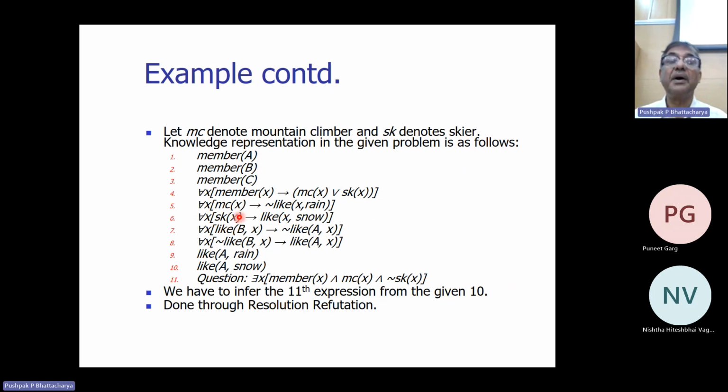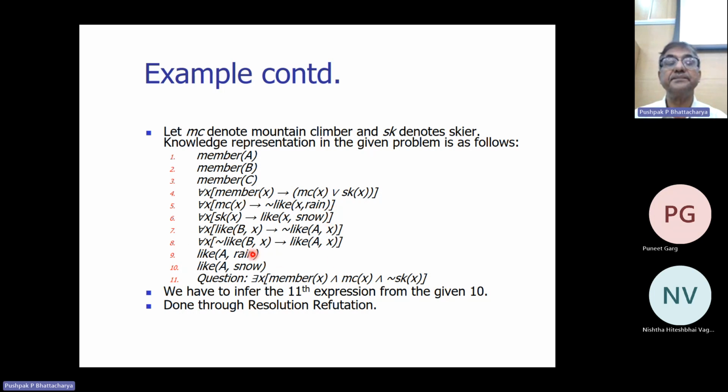Then, no mountain climber likes rain. So for all X, mountain climber X implies not like X rain. Then every skier likes snow. For all X, skier X, SK X implies like X snow. This is the second, third rule.